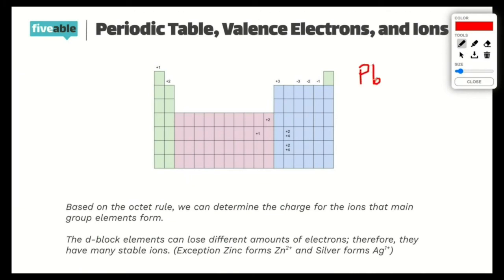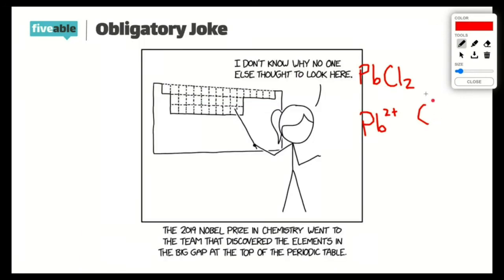Cool. If I look at, for example, PbCl2, I know that lead in this example has a 2+ charge in order to form a bond with chlorine in this ratio.